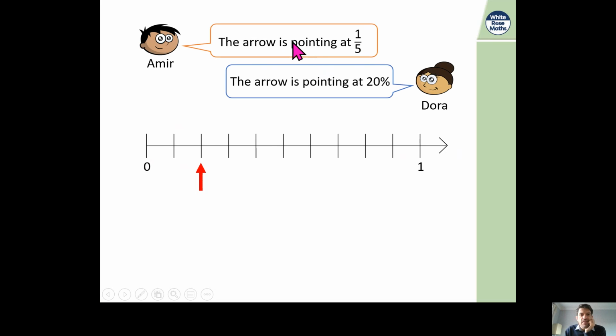So Amir says the arrow is pointing at 1/5, and Dora says the arrow is pointing at 20%. Who is correct? Please pause the video and have a little think.